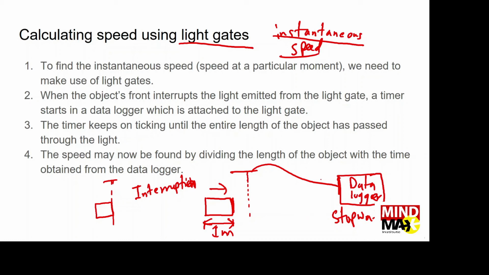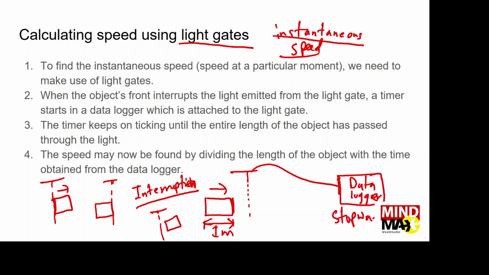So when does this stopwatch stop? This stopwatch stops when the back of the object has just left the light gate. When the front of the object touches the light, the interruption starts, and when the back of the object has just left the light gate, the interruption has stopped, right? Because once the object has left, there is no more interruption. So when does the interruption exactly stop? When the back of the object just leaves the light gate.